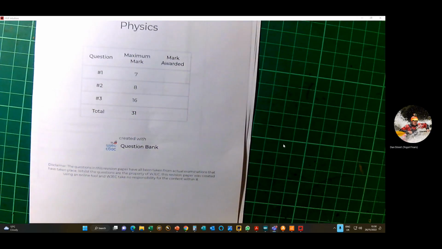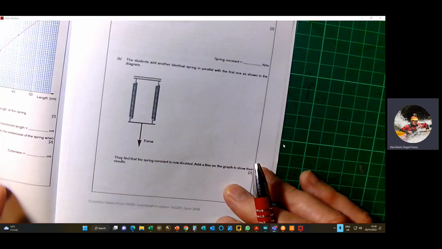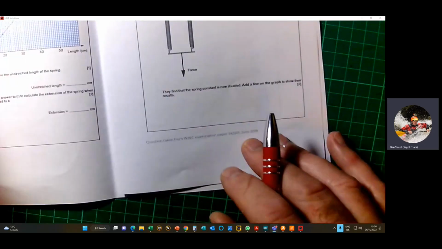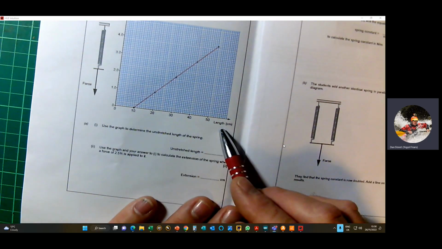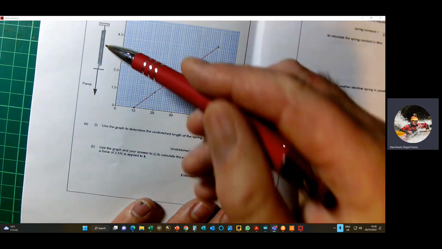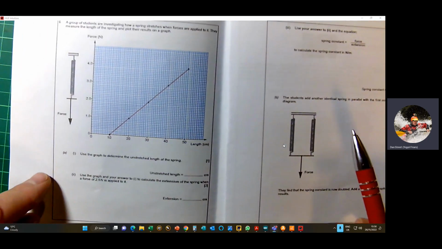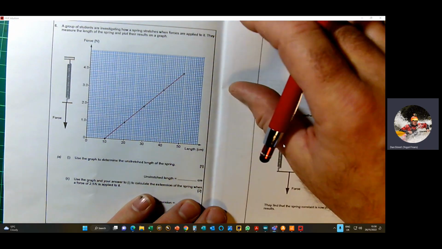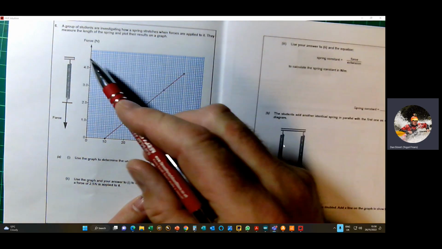Okay, so I'll look at this question now. Here we have a graph which by now should be familiar to you. It's the graph of extension of a spring, or length of a spring in this case, against the force exerted on it to make it get longer and longer. Straight away we can see it's a very straight line. So this spring has not been pulled beyond its natural length. It stayed within its natural length.